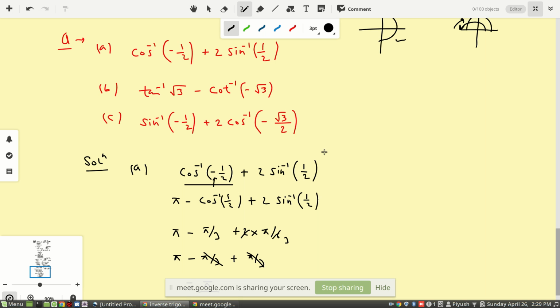I hope you have tried. So let me show you the solution for the second one. Again, you have to ask the question: at what theta is tan theta root 3? So the angle is 60 degrees. 60 you have to write in pi form. 60 is pi by 3.